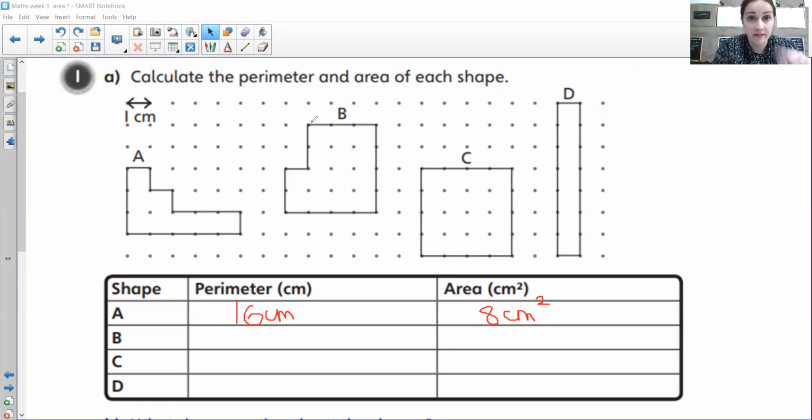B, perimeter, go round the outside. 1, 2, 3, 4, 5, 6, 7, 8, 9, 10, 11, 12, 13, 14, 15, 16 centimeters as well.